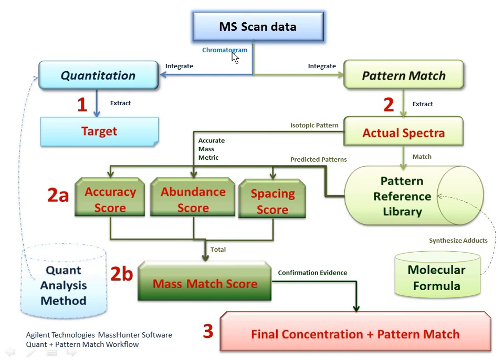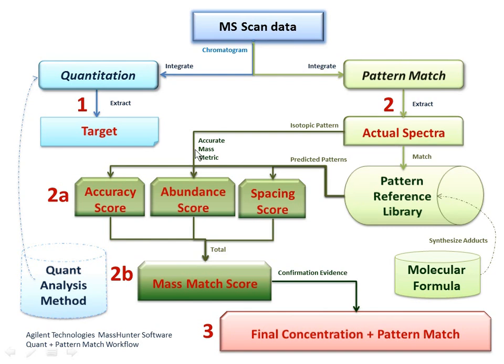So what that means is we're going to go through the regular quantitation that we're very familiar with, but in addition to that, in an integrated manner, we're going to provide you with pattern match information. And what that means is we're going to take the actual accurate mass spectra that you've acquired and match that up against an exact mass predicted pattern that's come from the formula to create an isotopic pattern.